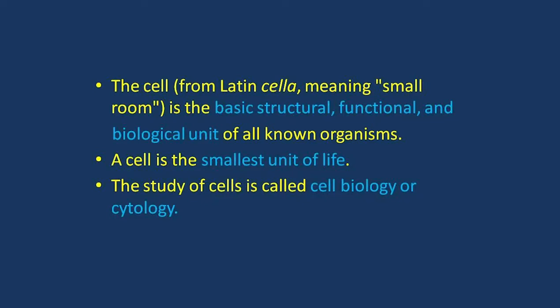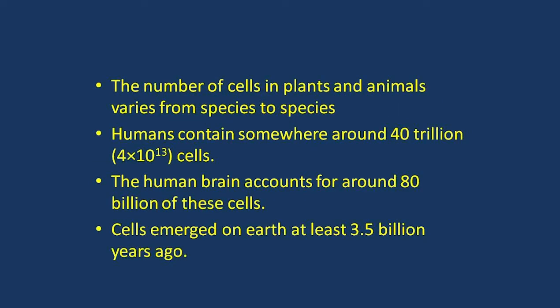The study of cells is called cell biology or cytology. The number of cells in plants and animals varies from species to species. Humans contain around 40 trillion cells. The human brain contains about 80 billion cells. Cells emerged on Earth at least 3.5 billion years ago.